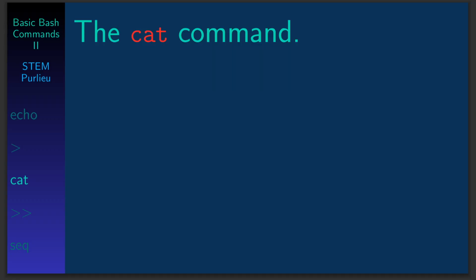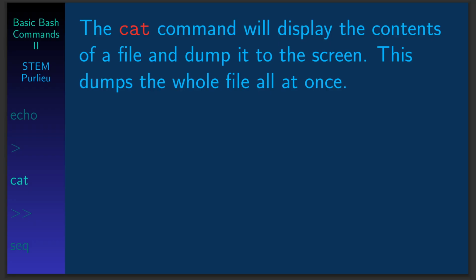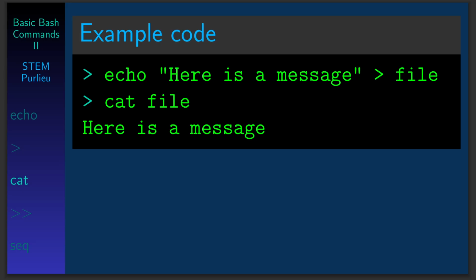Now we'll cover the cat command. The cat command will display the contents of a file and dump it to the screen. This will dump the whole file at once. Here's an example of the cat command. If we echo here is a message and redirect to a file, then we can use cat on that file and print out the message that we sent into the file.